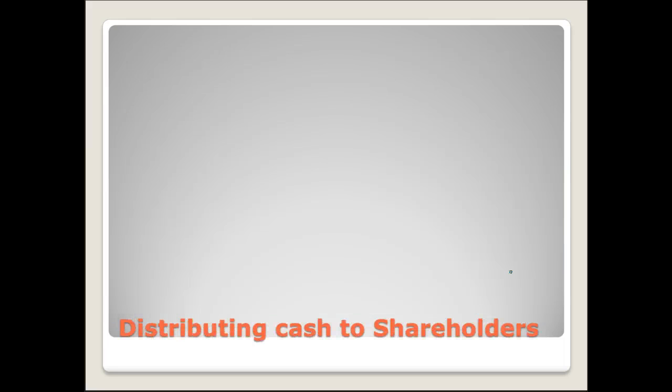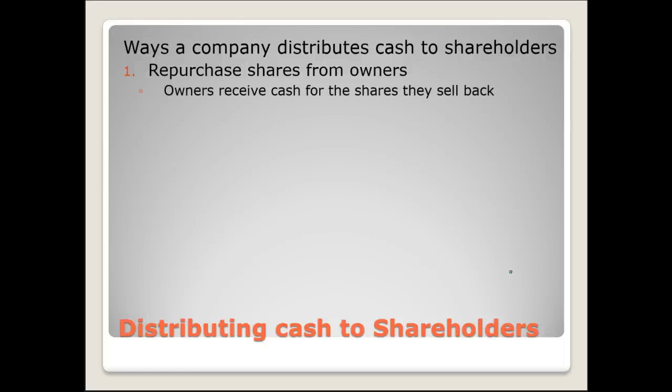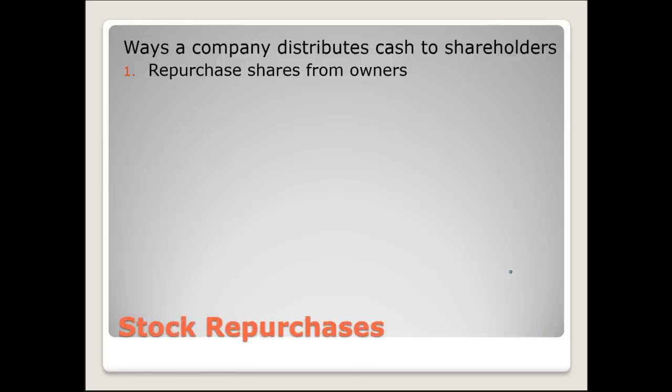$54,400. Now, what are some of the ways that a company can distribute cash, or value at least, to its shareholders? It can repurchase shares from its owners, where, in other words, the company goes out and actually buys back its stock, and the owners of those shares receive cash for whatever shares they sell back. The company can issue cash dividends, which is literally a bit of cash distributed from net income. So let's look at stock repurchases.